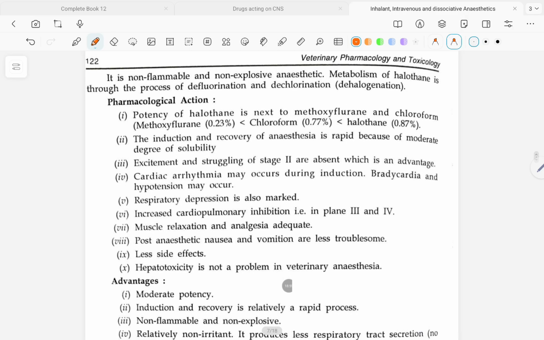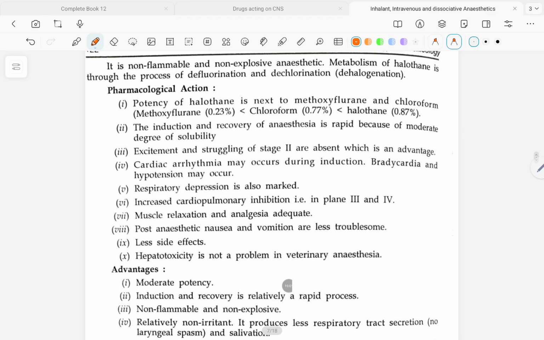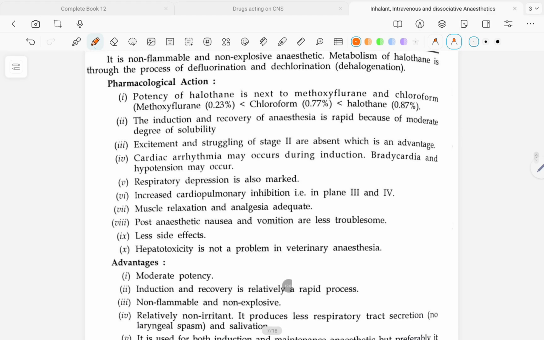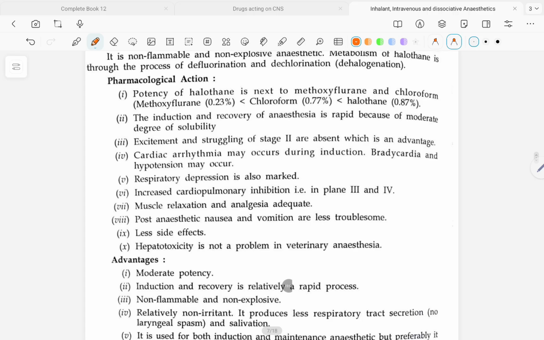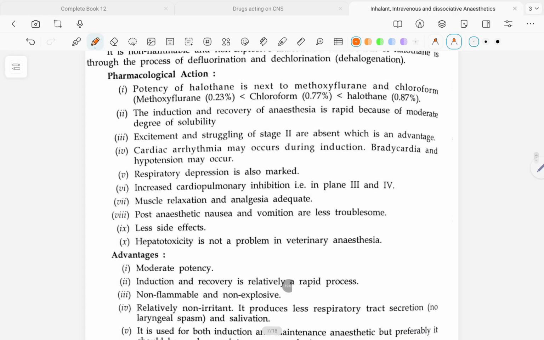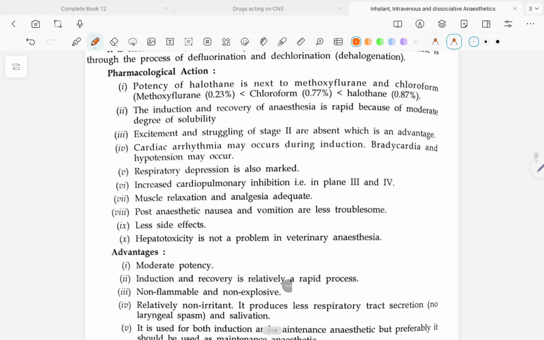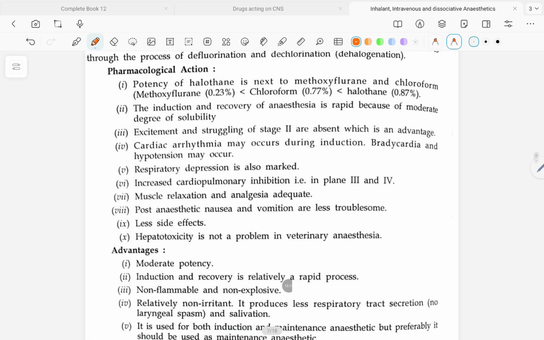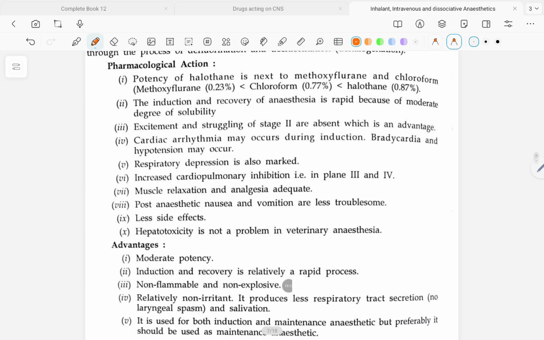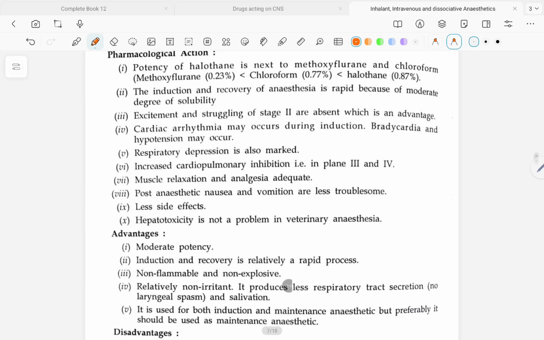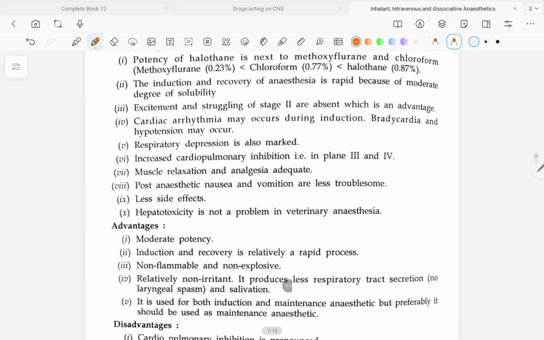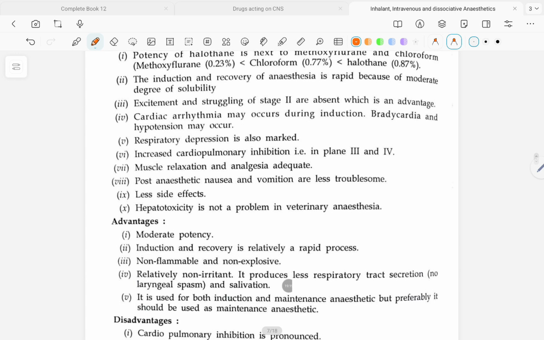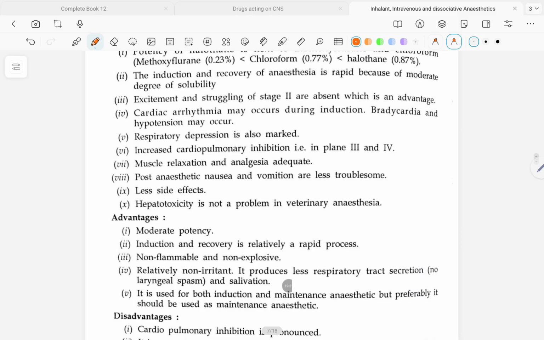Potency of halothane is next to methoxyflurane and chloroform: methoxyflurane 0.23%, chloroform, halothane. The induction and recovery of anesthesia is rapid because of moderate degree of solubility. Excitement and struggling of stage 2nd are absent, which is an advantage. Cardiac arrhythmia may occur during induction.